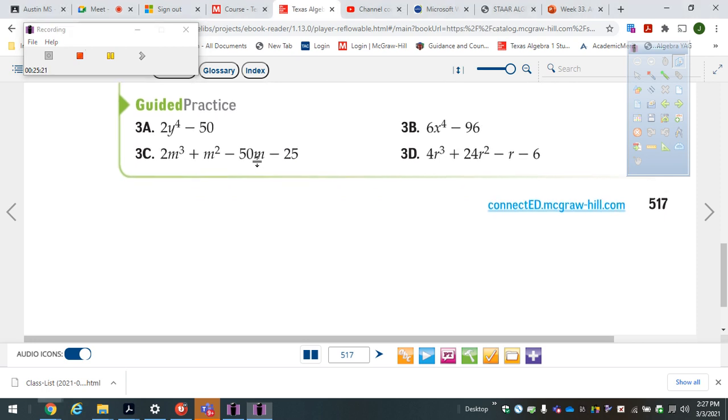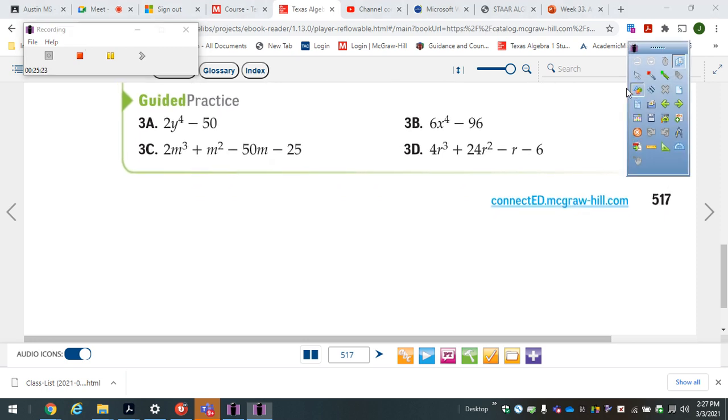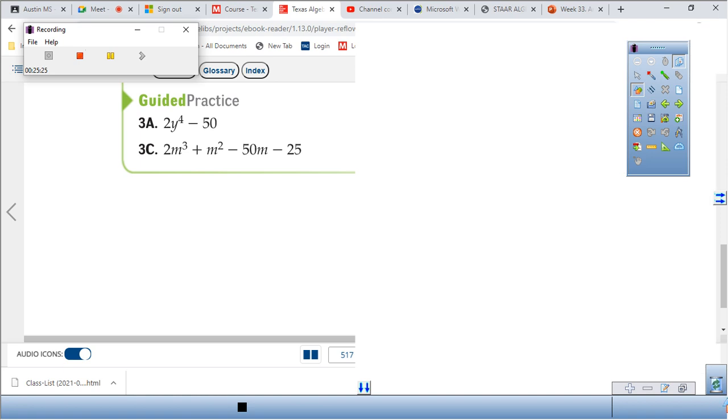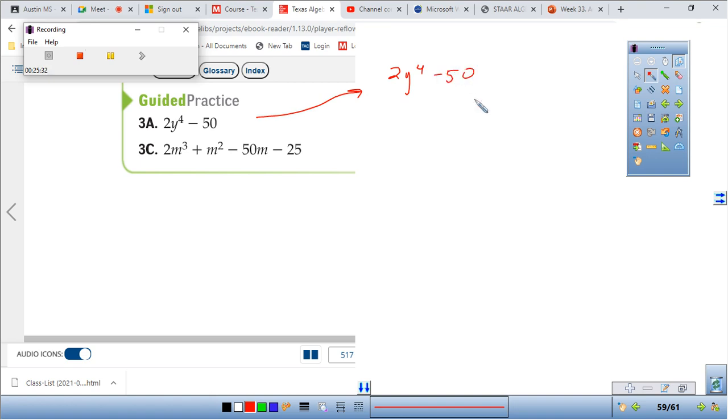Okay, let's look at this one real quick, okay? We'll do 2a and 2b. So what it's trying to tell you to do or be aware of is that you might have some stuff you can factor out first. What could I factor out here? I could factor out 2. And I'd be left with y to the 4th minus 25.